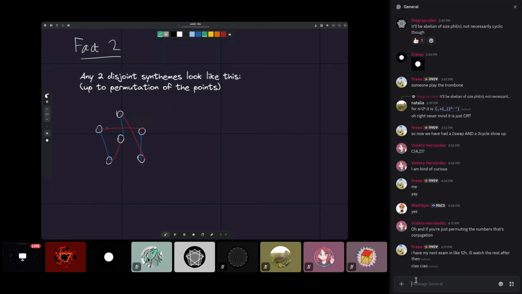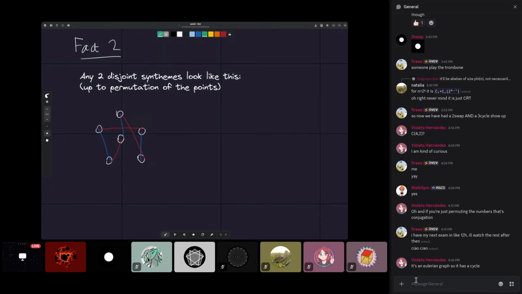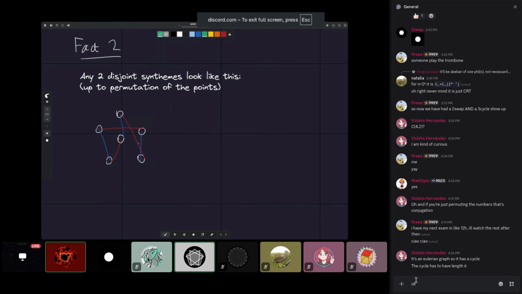Now, you could pick one of the 6 points. And then it has to go to one of the other duads. It can't go to the same. And then the other side of that duad has to go to the 3rd. Otherwise, that third would be duplicated.